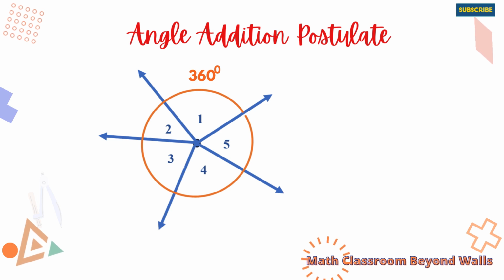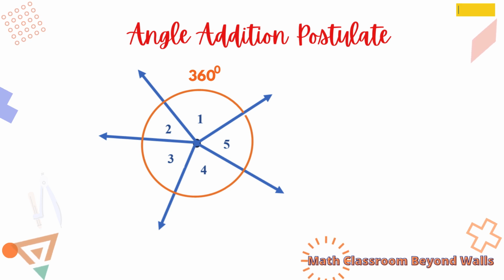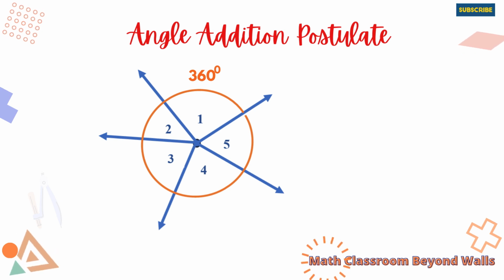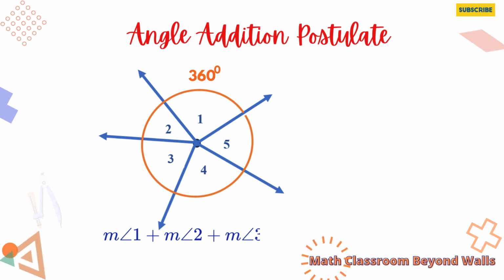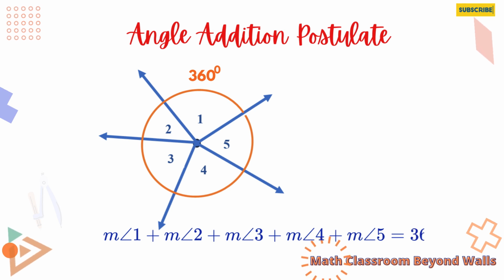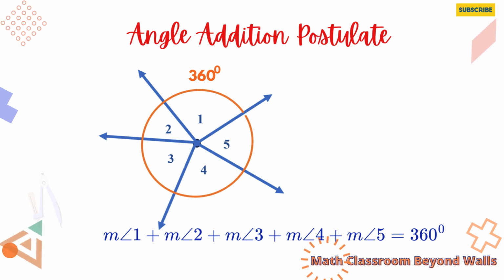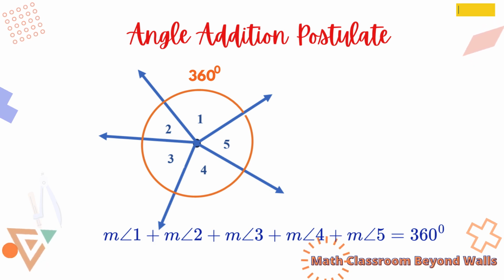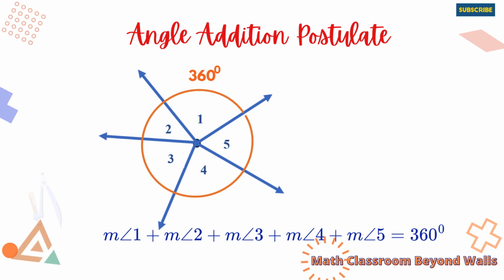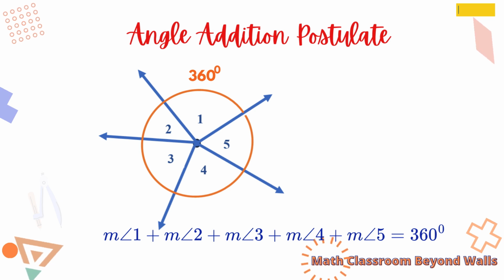So again, if the measure of one of the smaller angles is unknown, the angle addition postulate is also applicable here. Thus, using the diagram, we can write the measure of angle 1 plus the measure of angle 2 plus the measure of angle 3 plus the measure of angle 4 plus the measure of angle 5 is equal to 360 degrees. As you see, the angle addition postulate is versatile, for it works for any configuration of adjacent angles that build up to a single larger angle.